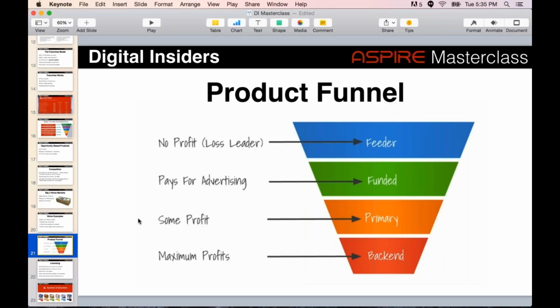So let's take a look again. We've talked about this a little bit before, what your product funnel should look like. Initially, when somebody goes into your funnel, when somebody buys something from you, more than likely, your first product that you're selling to them is actually not even making you any profit. In fact, most of the time, it's probably losing money for you, but it's helping to offset the cost of your advertising. So then you have additional products.